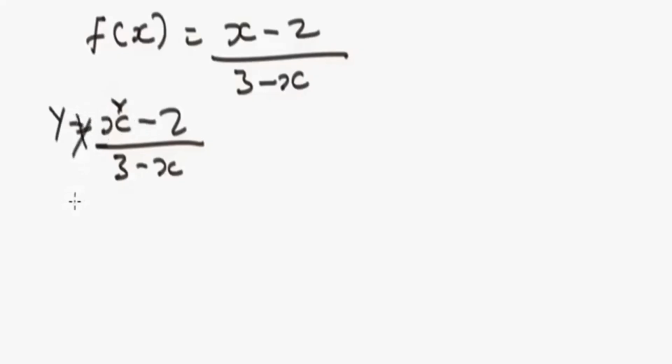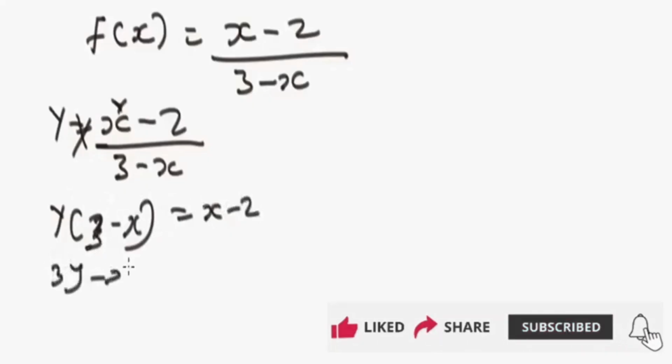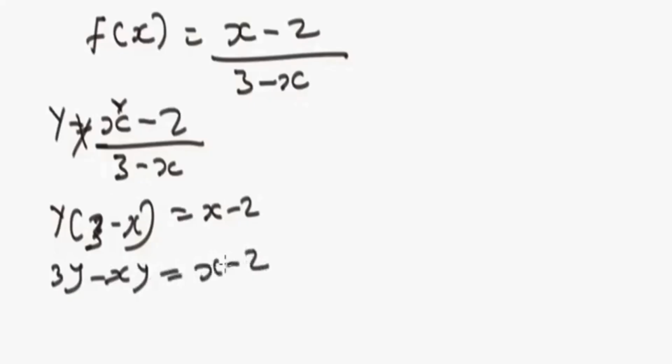So when you do it, you are going to have y multiplied by 3 minus x, okay, equals x minus 2. So when you simplify, you're going to have 3y minus xy equals x minus 2. So we want to make x the subject of the formula. So what we're going to do is that this 2 will come to the left hand side of the equation, and this minus xy will go to the right hand side of the equation. So we're going to have 3y minus 2 crossing over, we change to plus 2, then equals x minus xy crossing over, we change to plus xy.